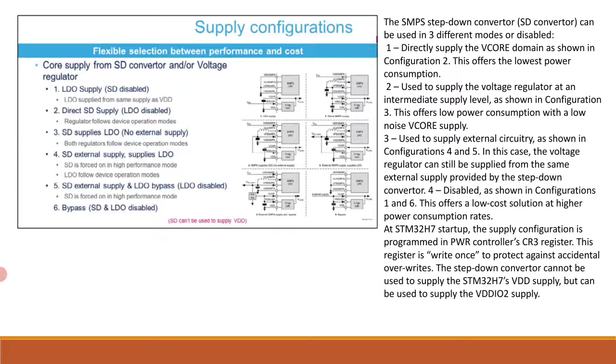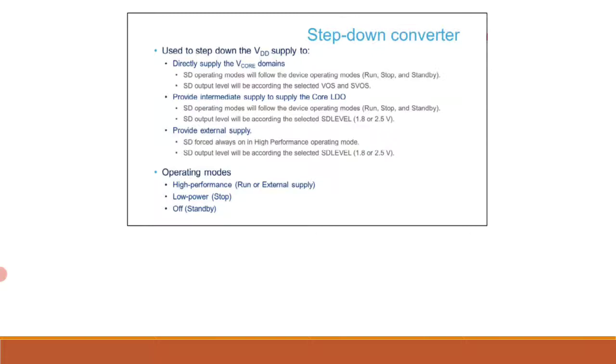Let's quickly jump onto the step-down converter. When directly supplying the V-core domain, the step-down converter provides the supply voltage according to VOS and SVOS scaling. The step-down converter's operating mode follows the device mode. When used to supply the voltage regulator, the step-down converter may provide an intermediate voltage at 1.8 or 2.5 volt. The step-down converter's operating mode follows the device mode.